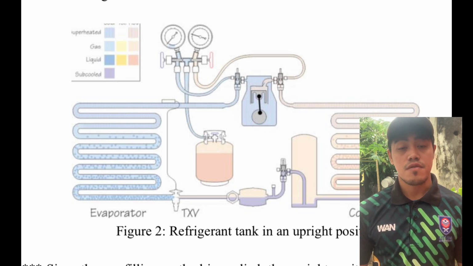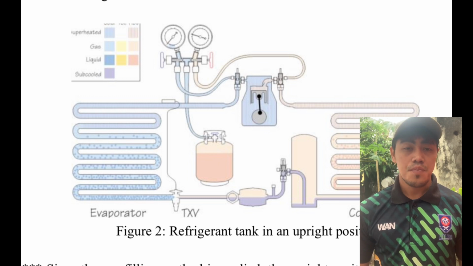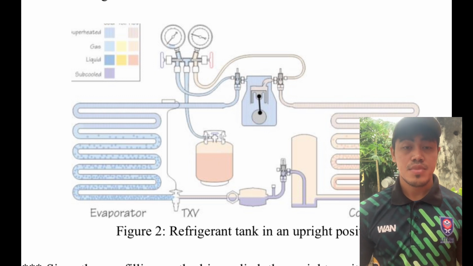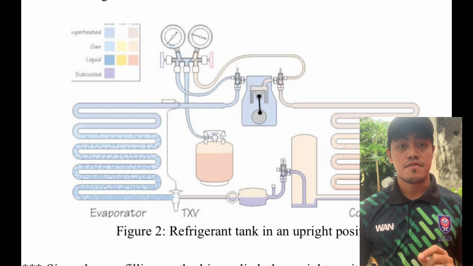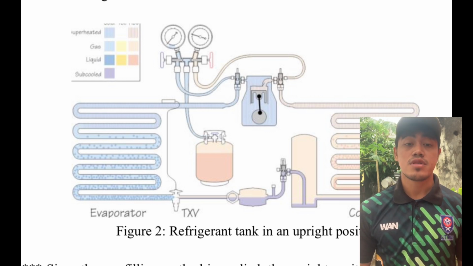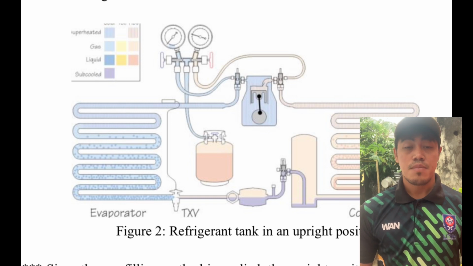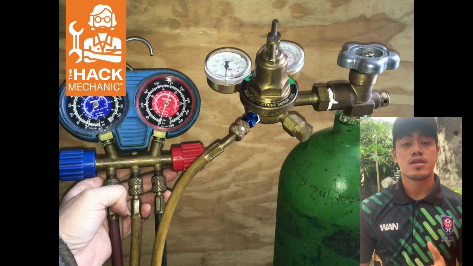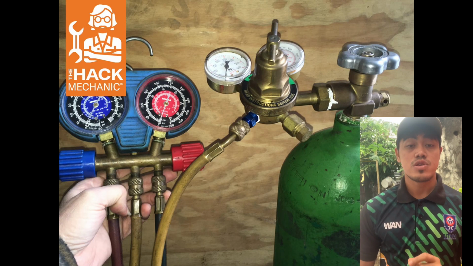Open the valve of the refrigerant tank, and then open the low side valve of the manifold gauge while observing the low pressure gauge. But make sure the high side valve must be in closed position.